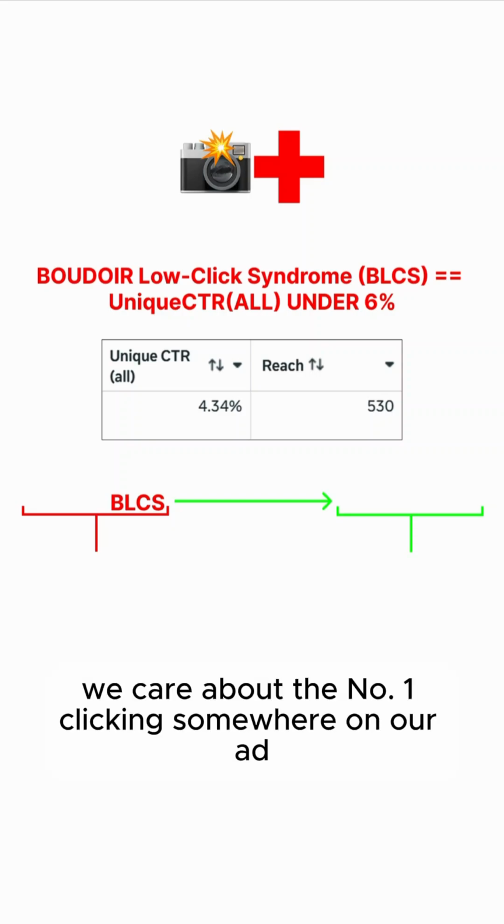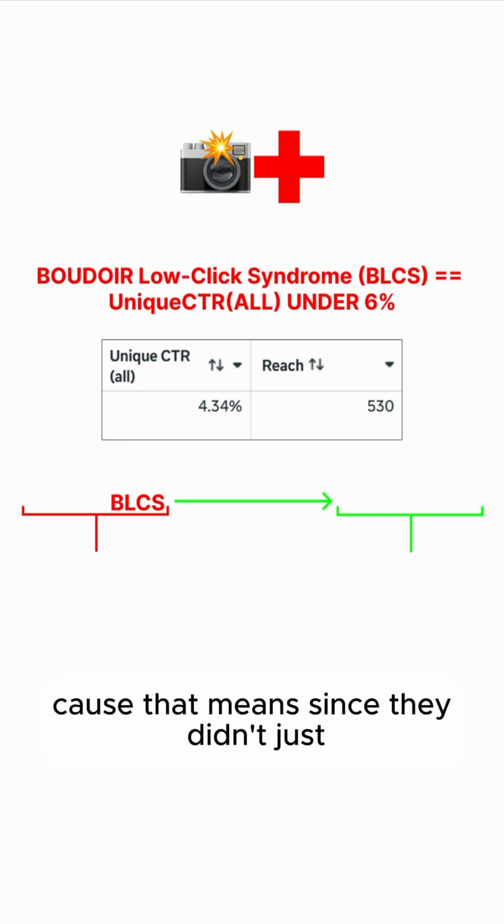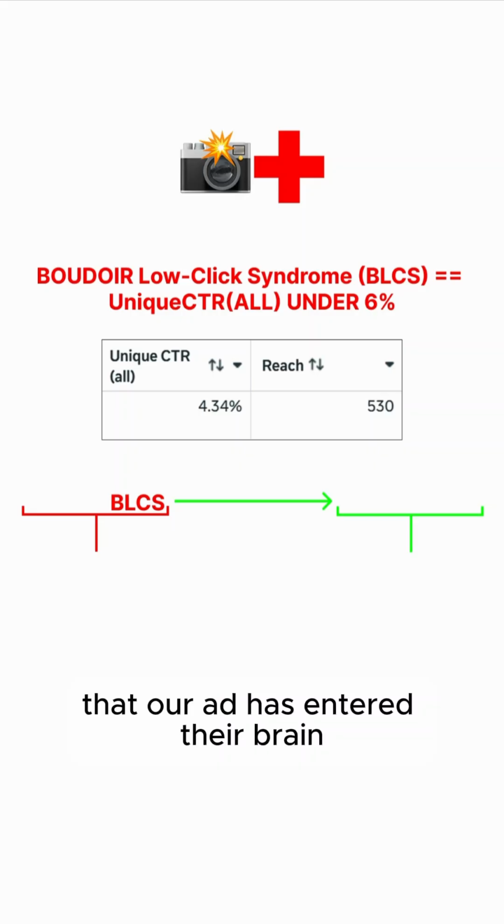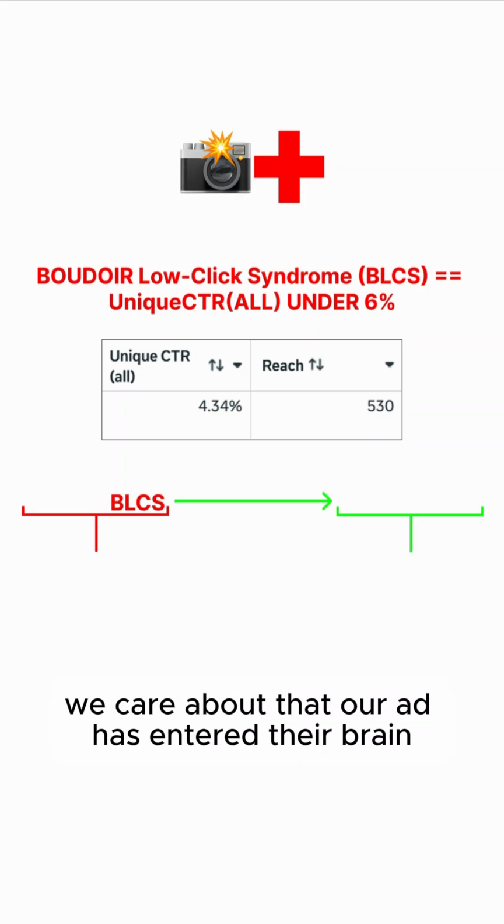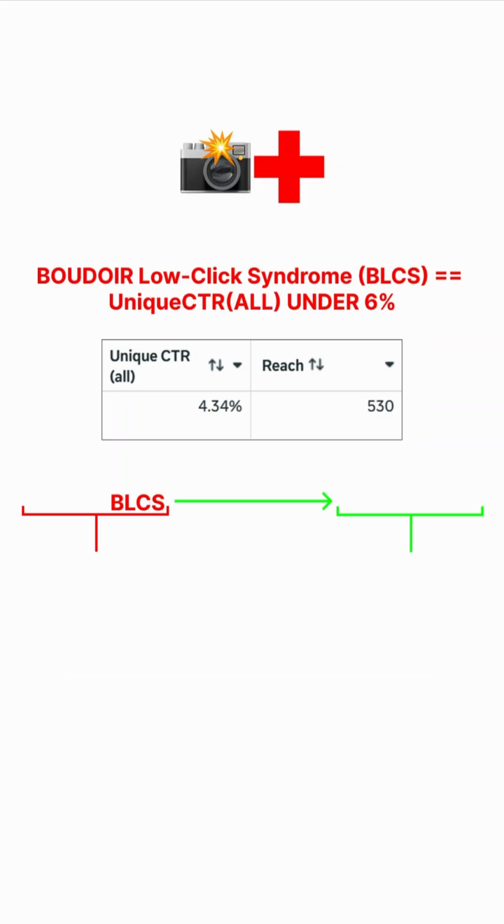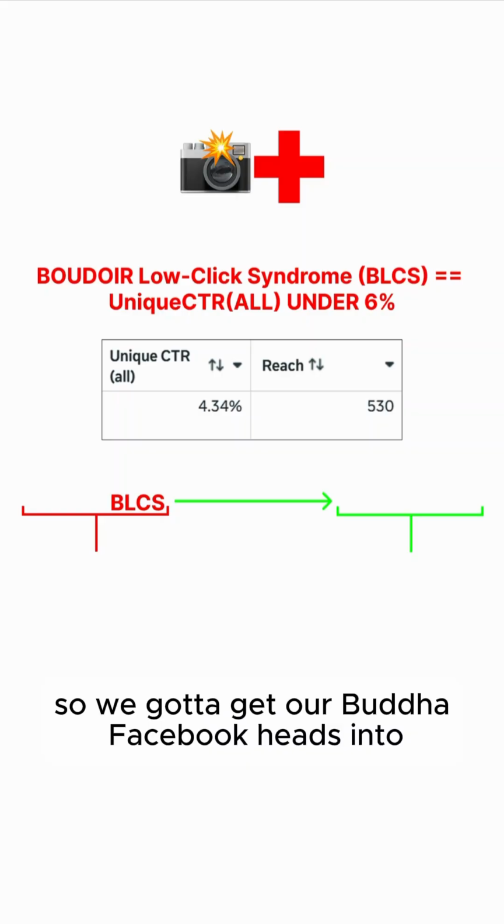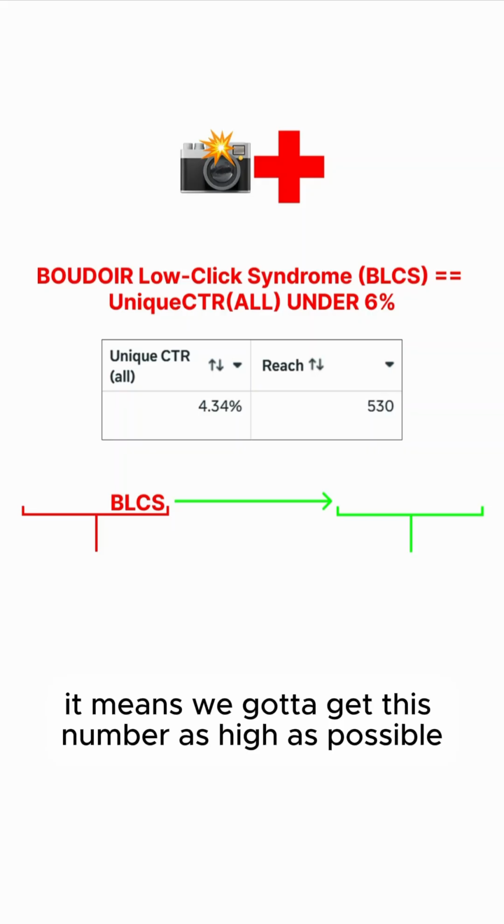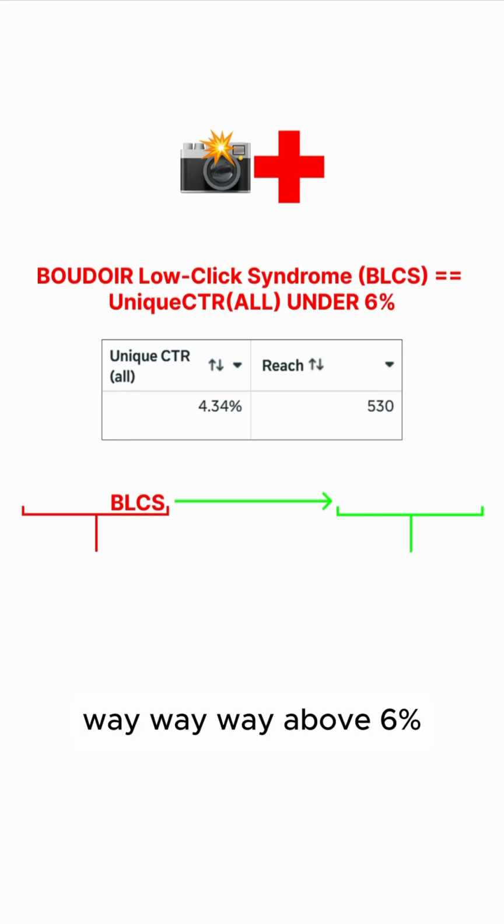Now we care about the number of women clicking somewhere on our ad because that means, since they didn't simply scroll on by, that our ad has entered their brain. And we care about that. Our ad has entered their brain because that's the only way they'll ever buy from us. So we got to get our boudoir Facebook ads into as many women's brains as possible. So we got to get this number as high as possible, way, way, way above 6%.